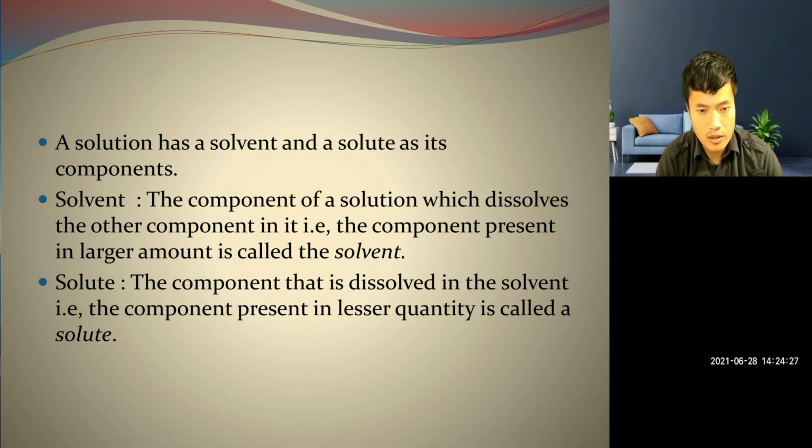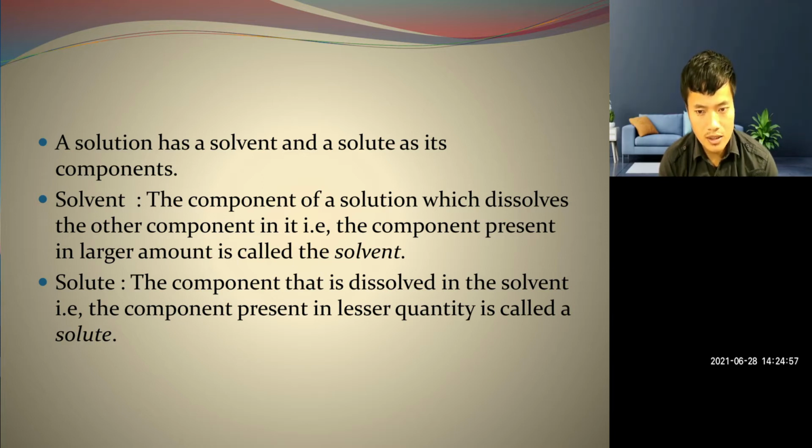First, we have solvent. Solvent is the component of a solution which dissolves the other component in it. That is, the component present in large amount is called the solvent. When we say a solvent, it is the part of the solution which dissolves the other components. For example, when we dissolve sugar in water, we know that water is more or larger than sugar. Here we can say that water is the solvent and sugar is the solute.